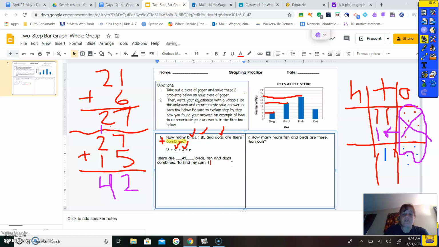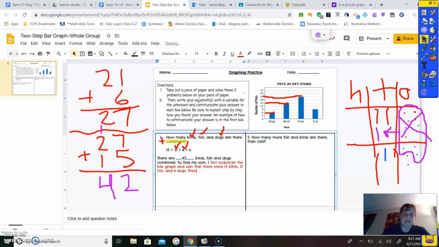Now, remember learners, we don't just put an equation there and then that's my answer. We have to explain how we got it. And as we're explaining each step, we're explaining why we did that step. So to find my sum, I first looked at the bar graph and saw that there were 15 birds, 21 fish, and 6 dogs.